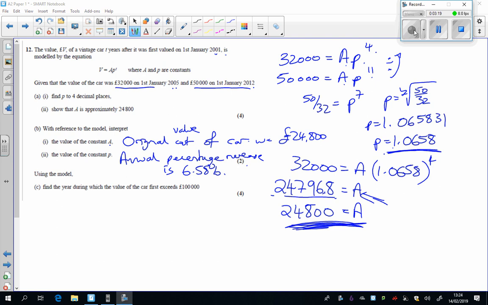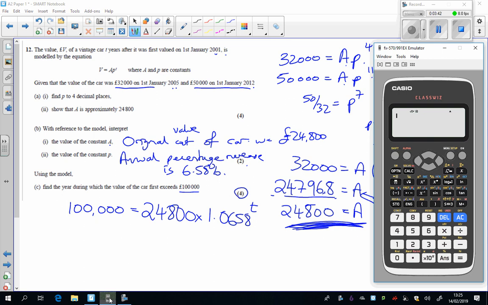Going back to some maths, there are 4 marks here to figure this out. Find the year when it first goes over 100,000. We've got all the values now, so let's put 100,000 equals 24,800 times p, which we know is that, to the t. We're trying to figure out what t is. Now, we should do it properly, but let's just get the answer.